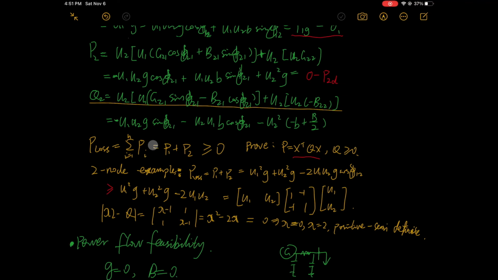Just add P1 and P2, and it is bigger than this, which can be written in the matrix form. We can check the eigenvalues of this matrix Q. It is positive semi-definite, so it's proved.